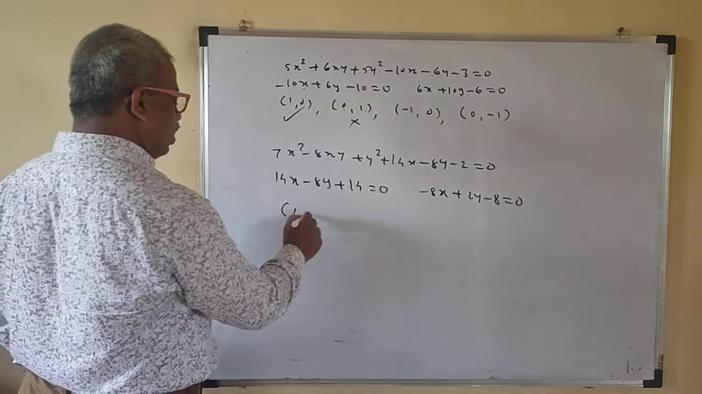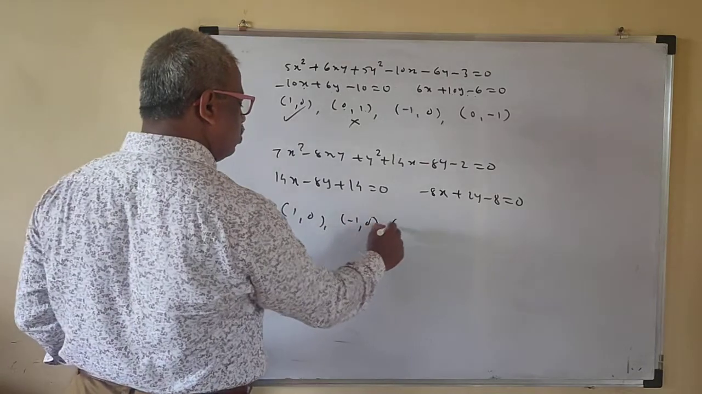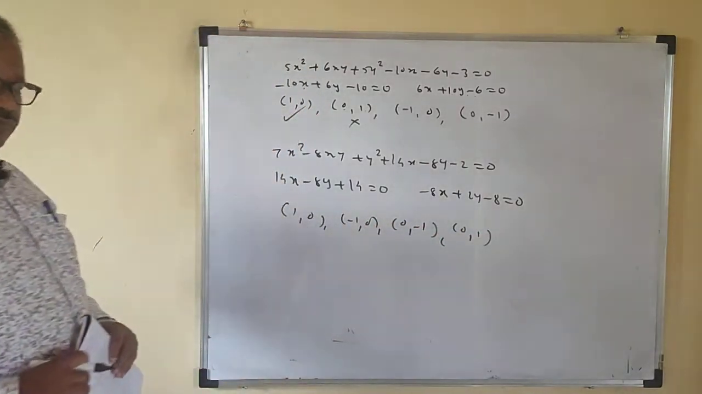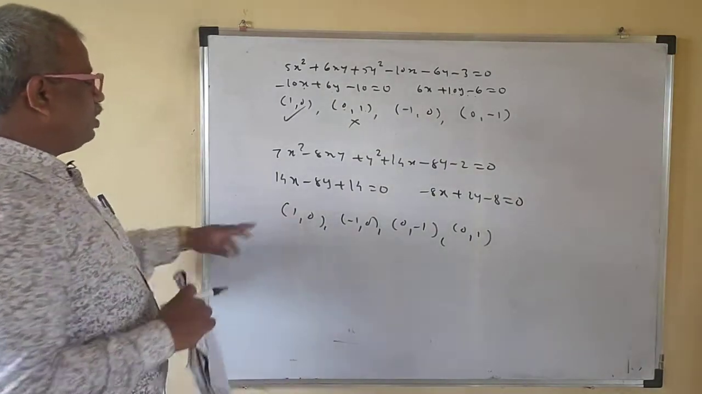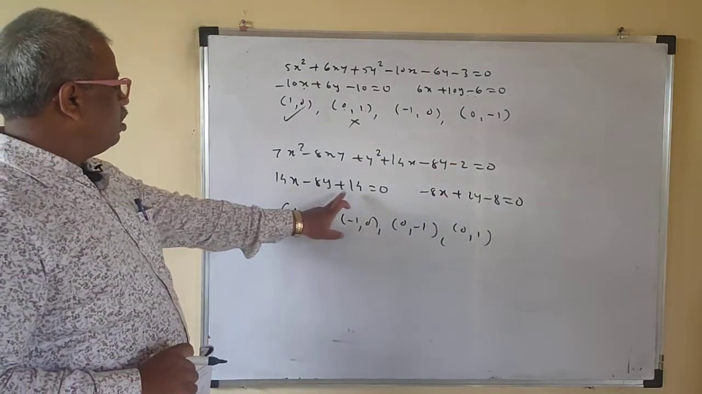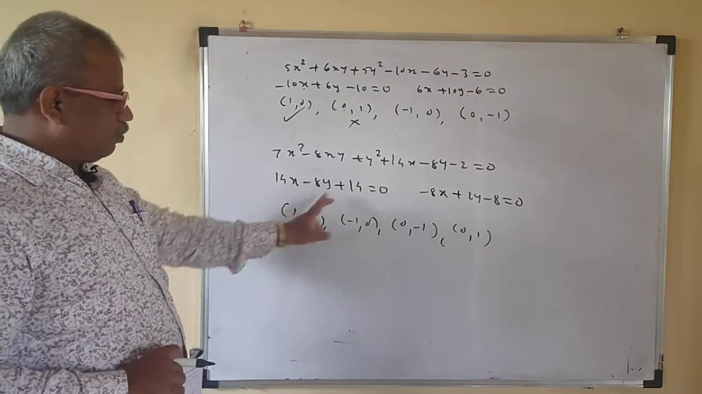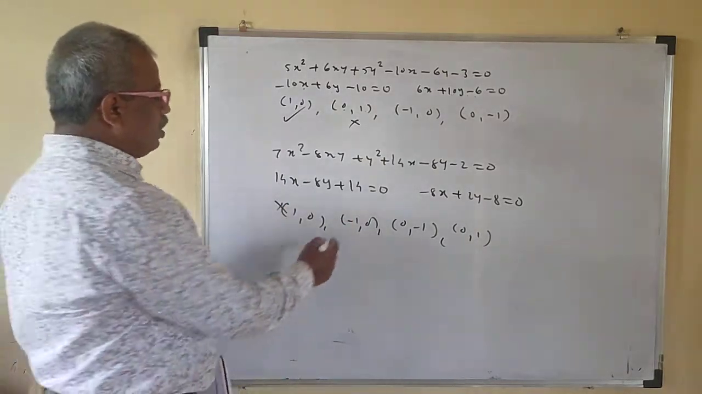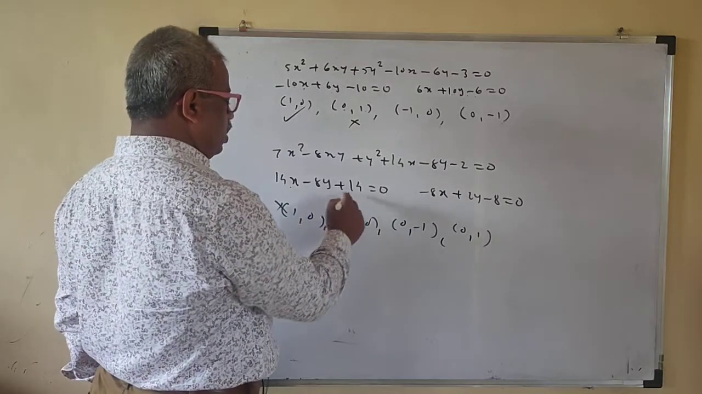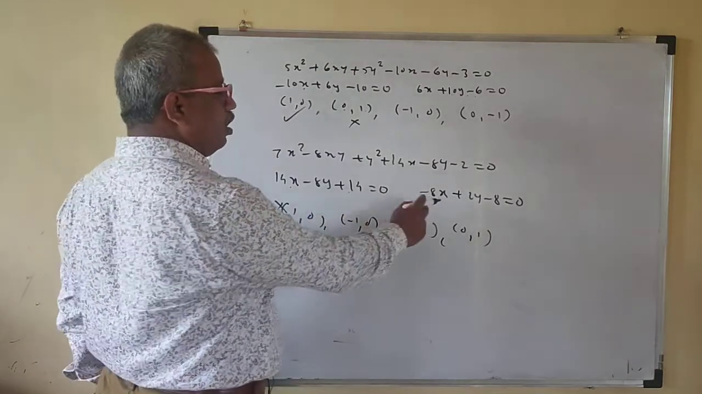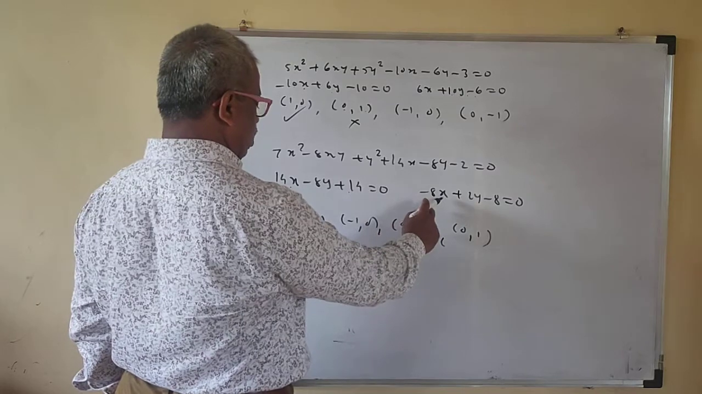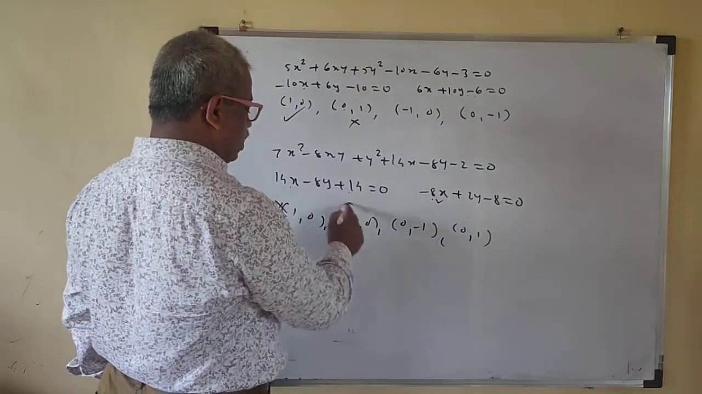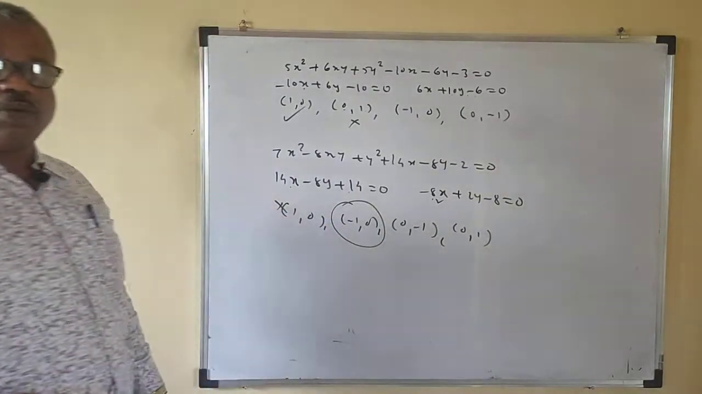Suppose the center options are (1, 0), (minus 1, 0), (0, minus 1), (0, 1). We'll check whether (1, 0) satisfies this: 14 plus 14. It will not satisfy the first equation, so this will not do. What about minus 1? Minus 14 plus 14 satisfies this equation. Then minus 8 plus 8 also satisfies. This will be your center because it satisfies both the equations.